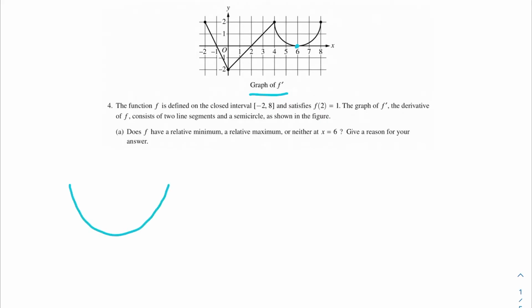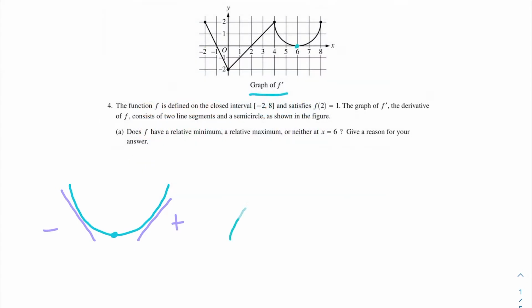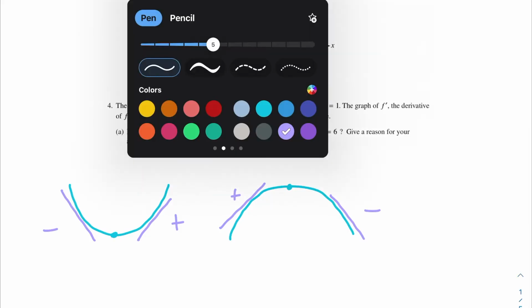What does a minimum look like? It looks like where the slope goes from negative to positive. What does a relative maximum look like? It would be the opposite, where the slope goes from positive to negative. And if neither one of these conditions is true, then it is neither a relative minimum nor a relative maximum. So let's see what happens with f prime of x.